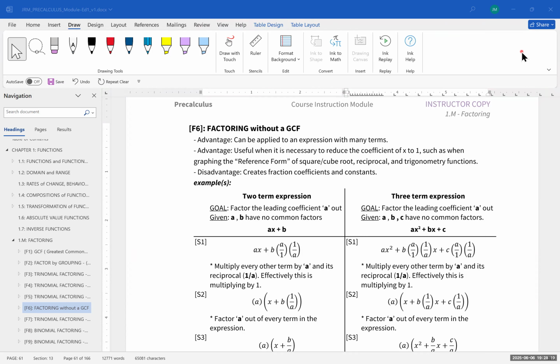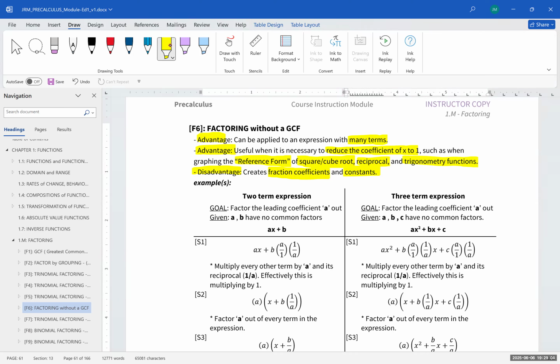All right. This next factoring method is factoring without a greatest common factor present. The advantage of this is that it can be applied to an expression with many terms. Another advantage is it's useful when it's necessary to reduce the coefficient of x to 1, such as when graphing the reference form for square or cube roots, reciprocals, and trig functions. The disadvantage of this factoring method is that it creates fraction coefficients and constants. We all love fractions.